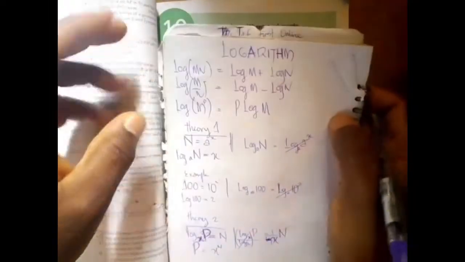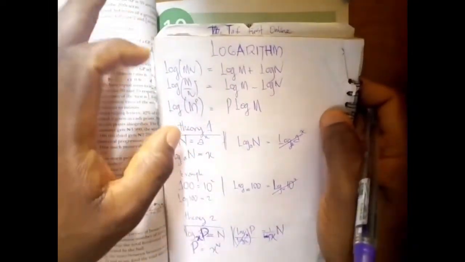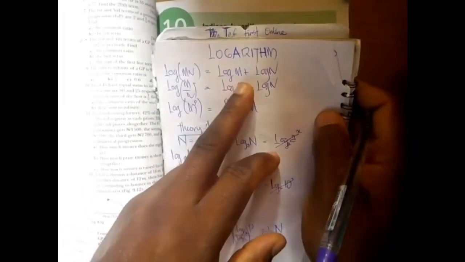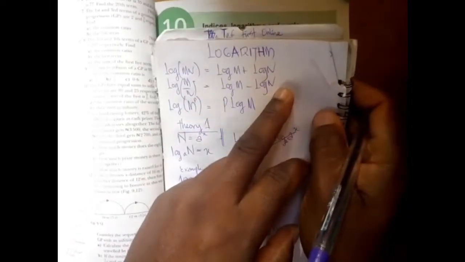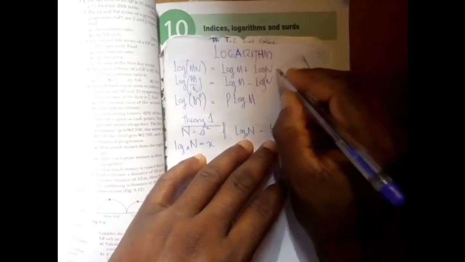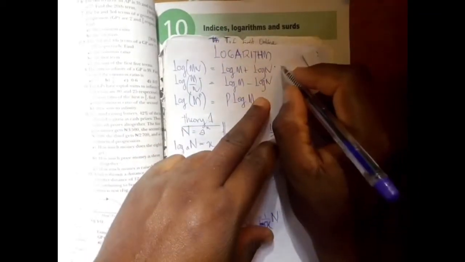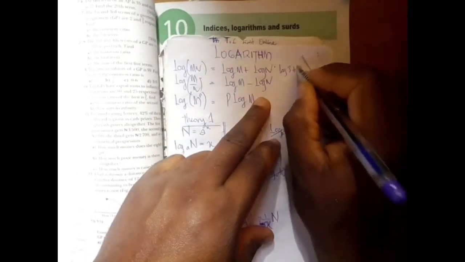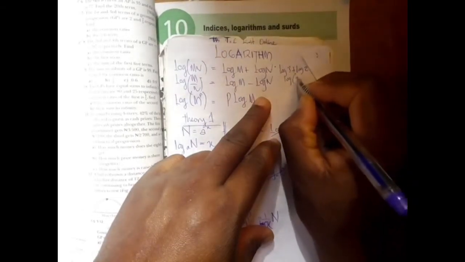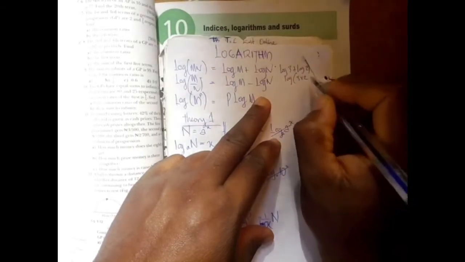So coming to logarithm. In logarithm, these are some of the laws you must take note of. If you have log mn, this is the same thing as saying log m plus log n. You should take note of that. Log m plus log n. If you have log 3 plus log 2, this is the same thing as saying log of 3 times 2.